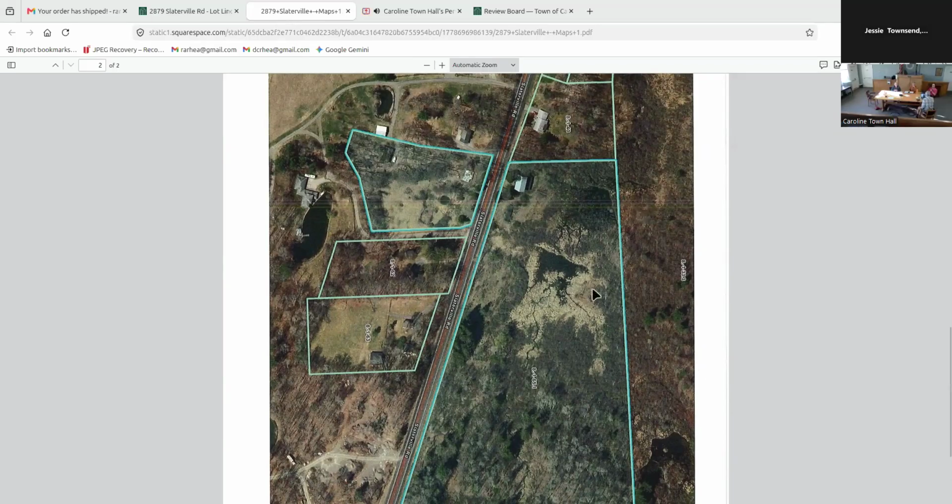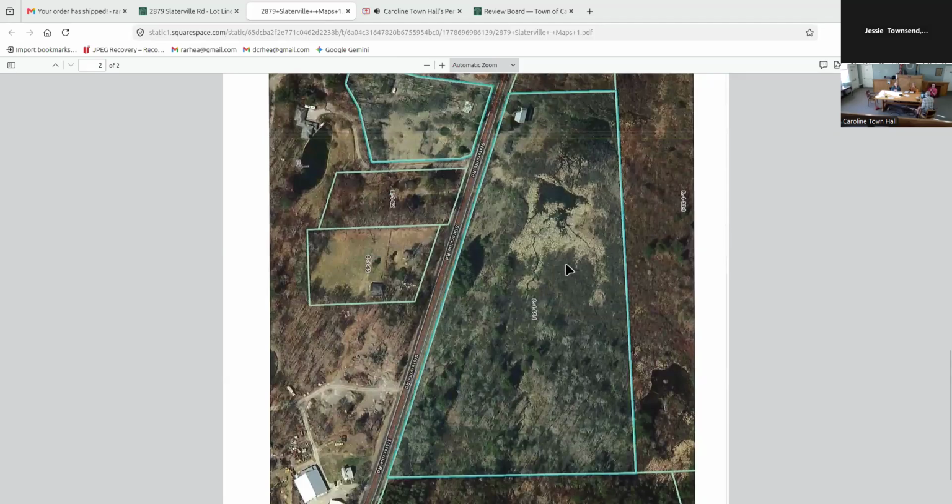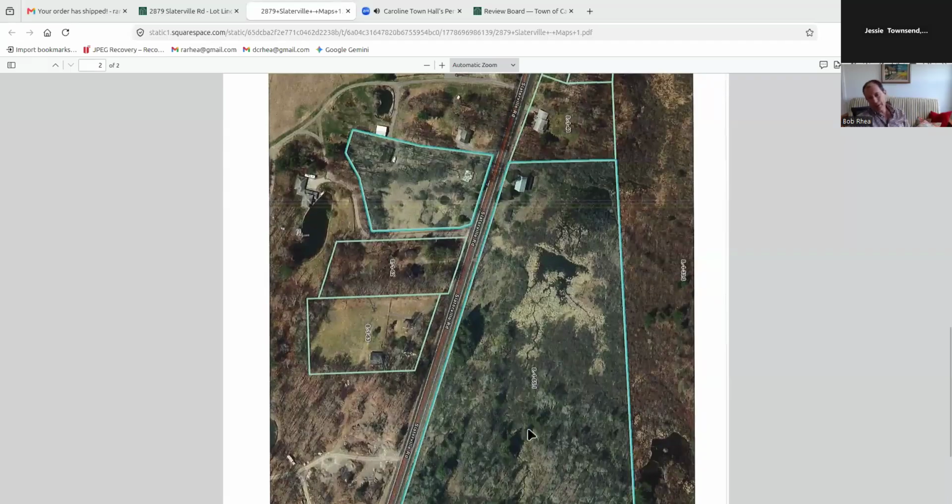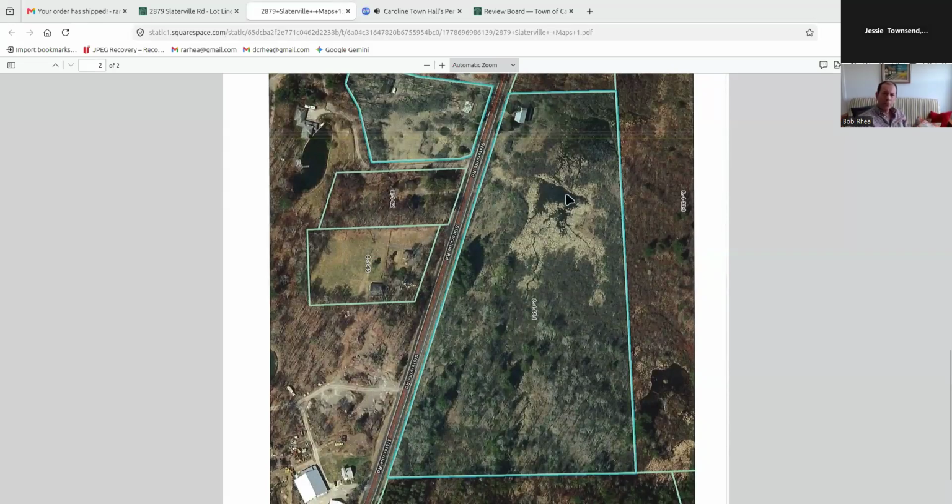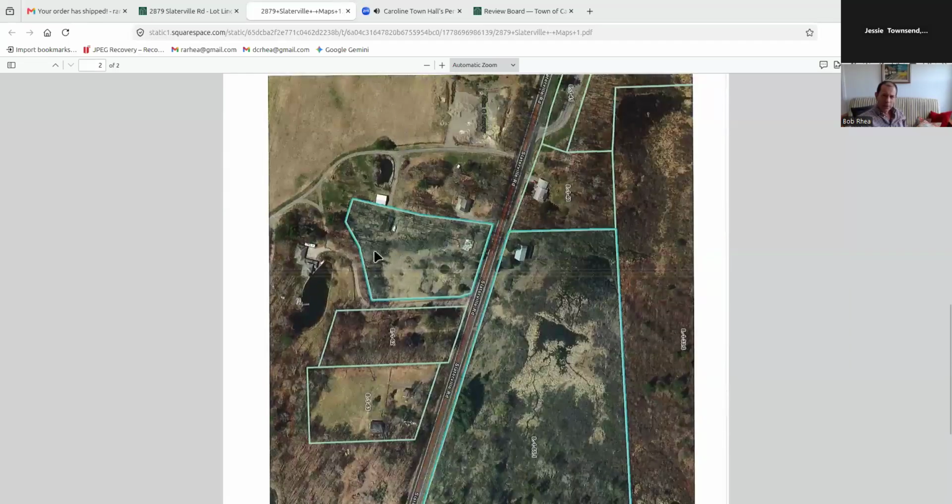Okay, so Bob, explain now that we have this map. Okay, this is the property here, and I don't remember the address, but this property line crosses the highway and includes 3 acres on the other side. The plan is to have the property line in here, and this line here will disappear, and the property will merge with this adjacent property here.